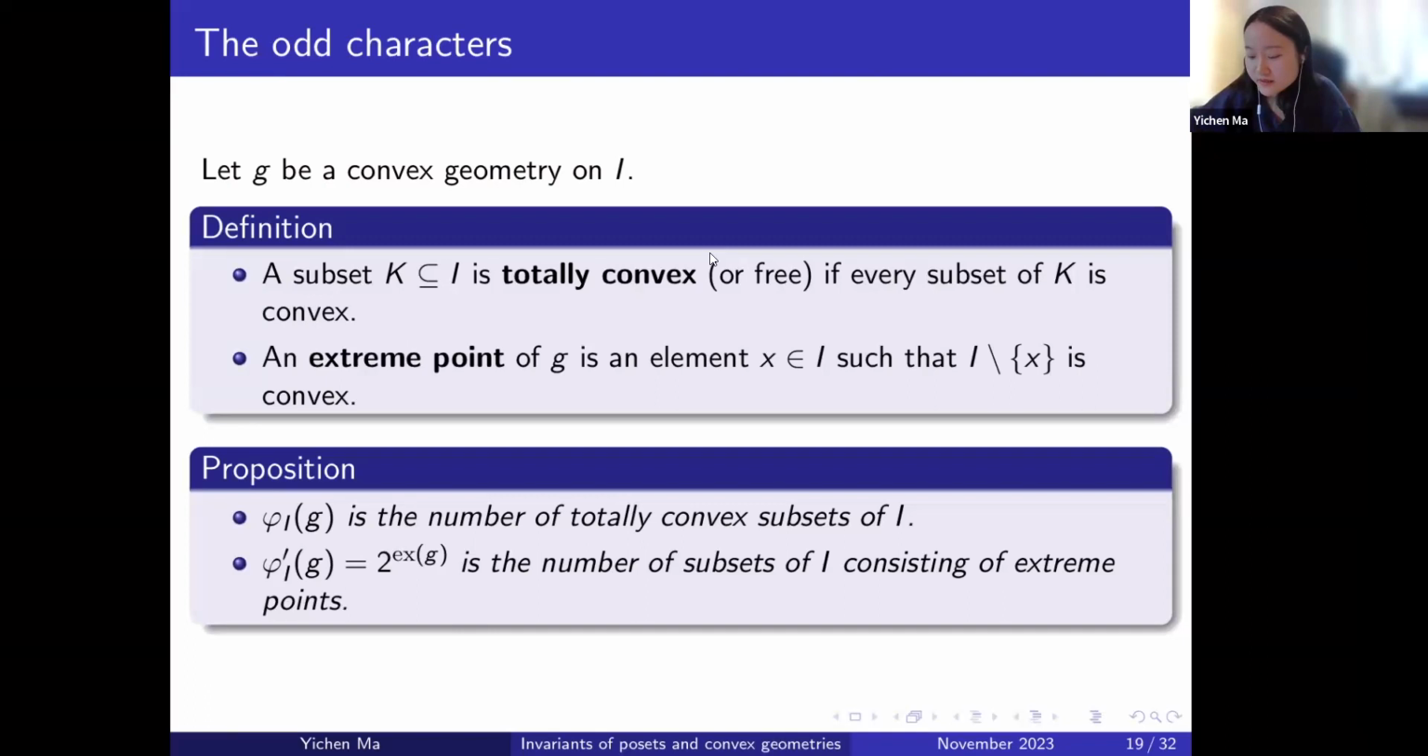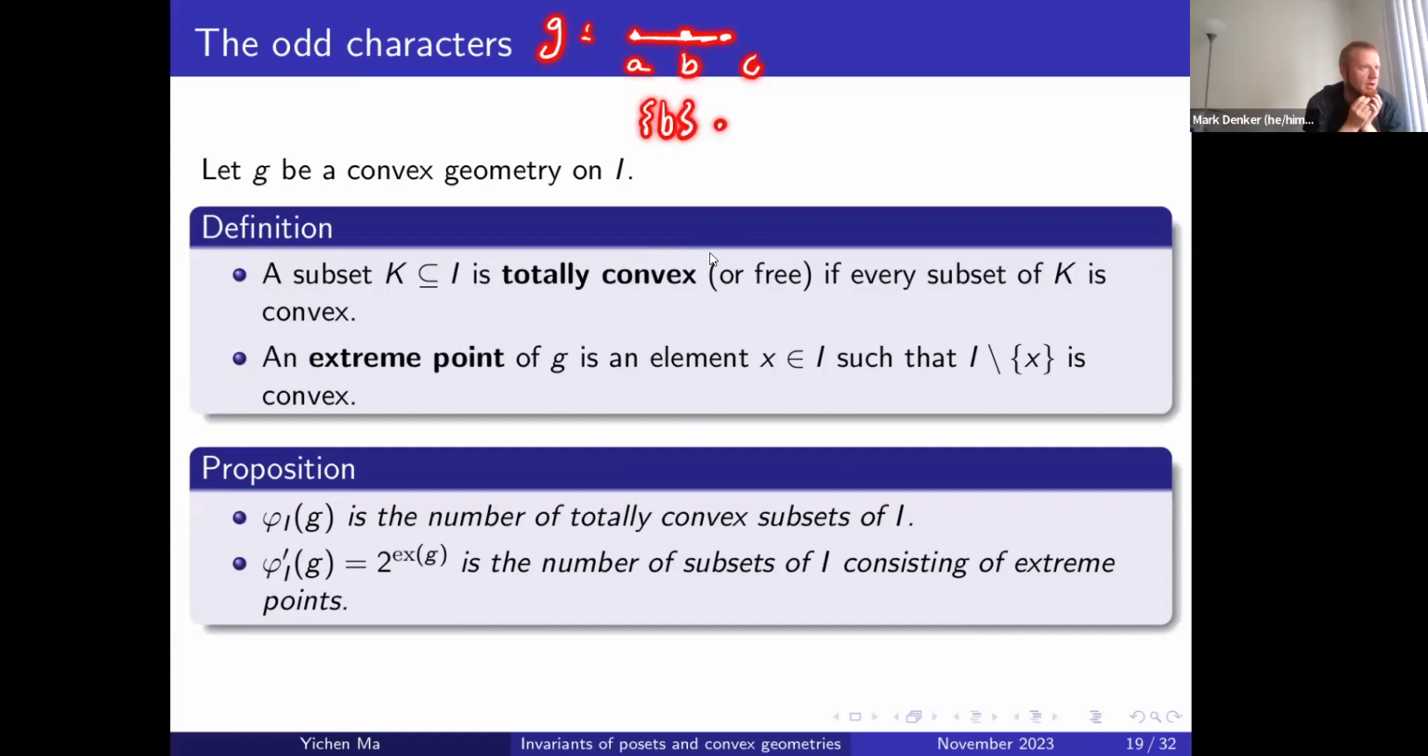So let me share an example. We let G be the convex geometry on three collinear points, right? Then B is a totally convex set. You agree? Yes. But B is not an extreme point, since the convex hull of AC is the whole thing.